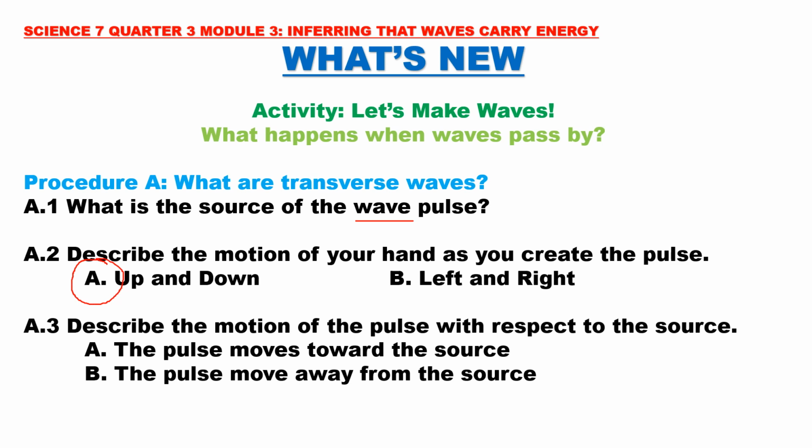A3, describe the motion of the pulse with respect to the source. A, the pulse moves towards the source. B, the pulse moves away from the source. So, ang sagot dito ay letter B. So, di ba kanina doon sa ating previous slide, nakita ninyo na yung ating direction ng wave ay away from the source. Okay? So, next.